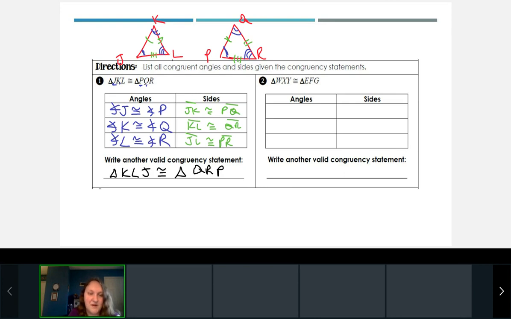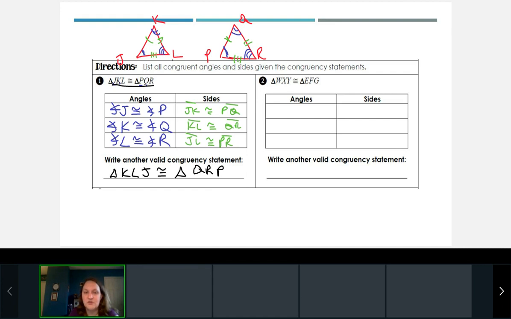And notice I'm using capital letters. I'm using capital letters because I was given capital letters in my congruency statement. If you had to type this into an assessment, an exit ticket, test, or whatever, you want to make sure you're using capital letters. In the chat, I'm not too picky about that, but just make sure that if you're typing this into an assessment of any sort, that you're using capital letters.